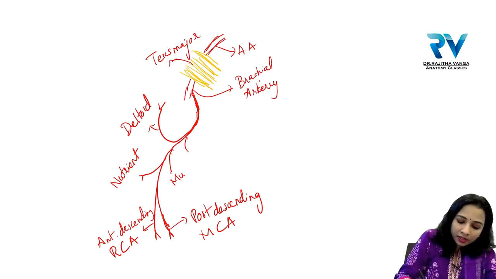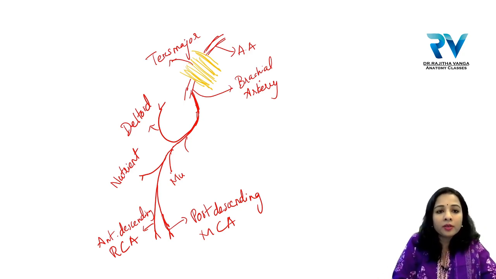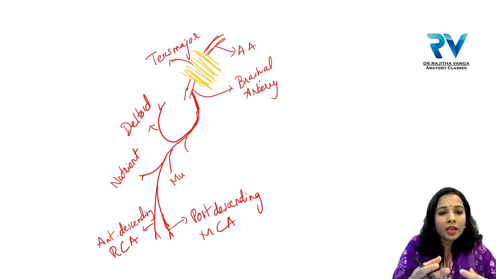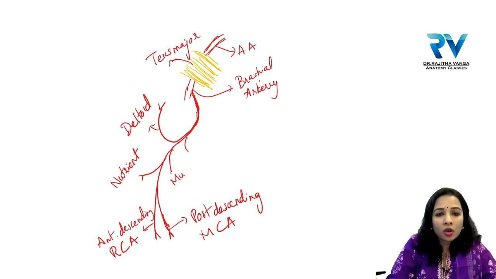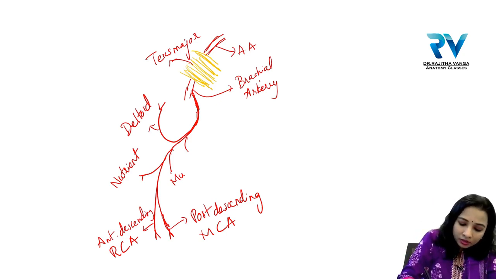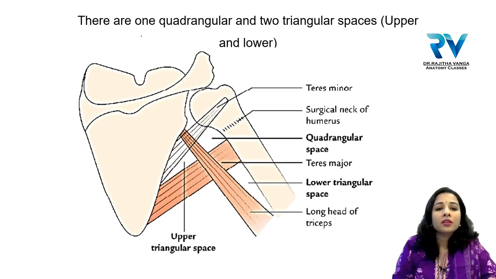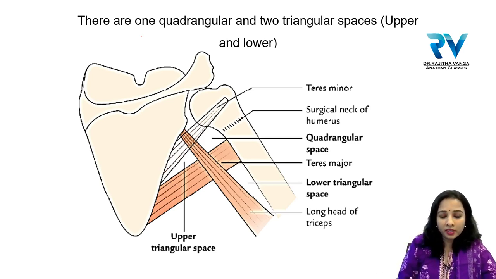So quadrangular space. Here we can see the head of the humerus articulating with the glenoid cavity to form the shoulder joint, and this head with the glenoid cavity is surrounded by the capsule of the shoulder joint. Just beneath the capsule, we see a muscle called teres minor. Teres minor gets origin from the lateral border of the scapula and inserts into the greater tuberosity of the humerus, along with the other two muscles, infraspinatus and supraspinatus.